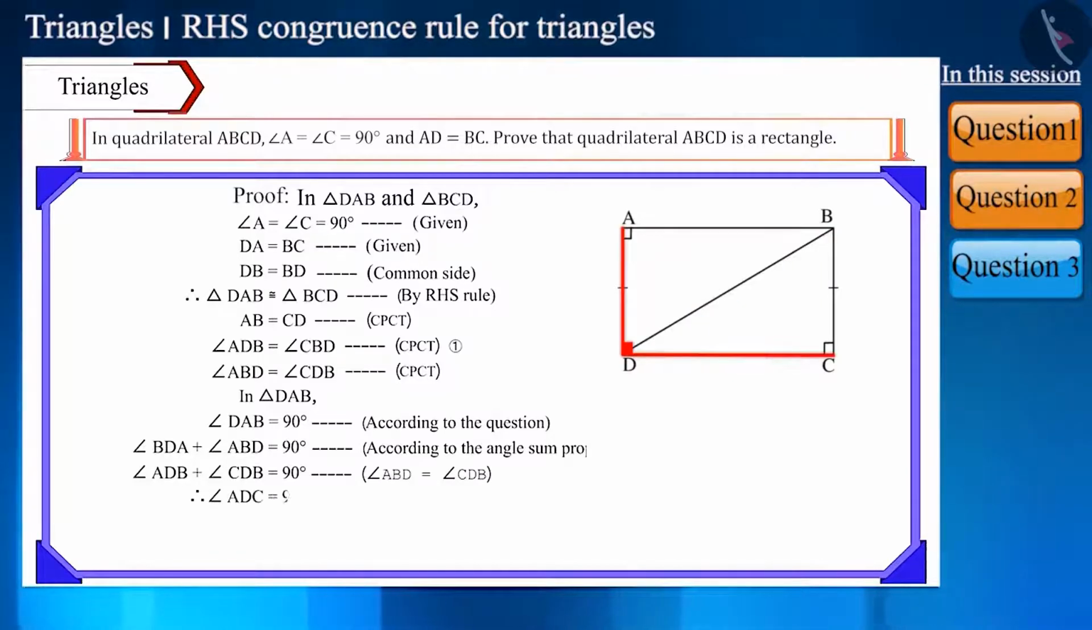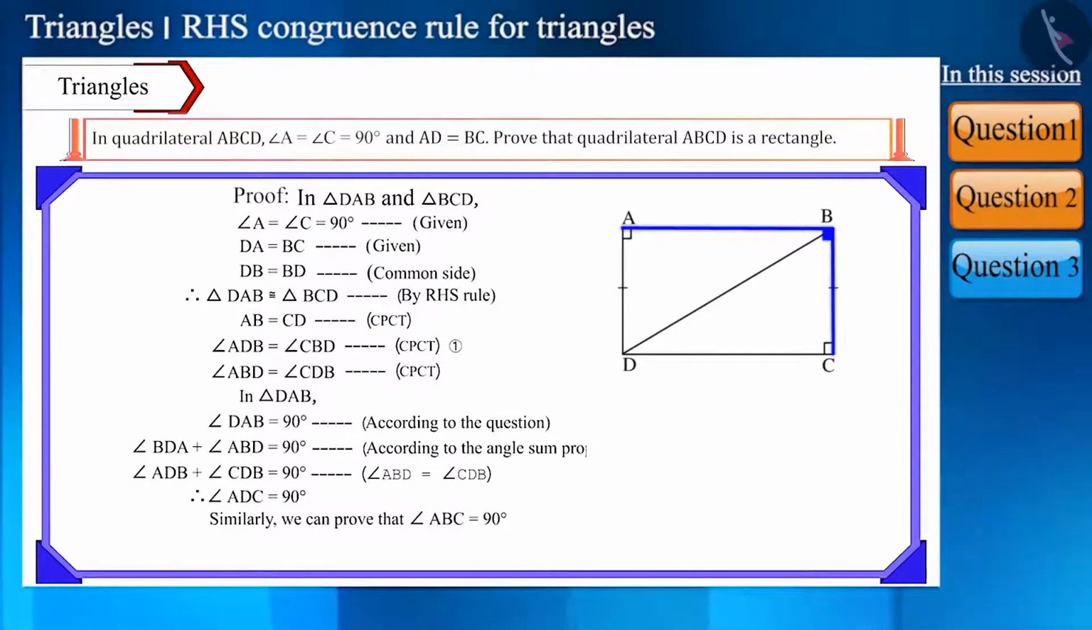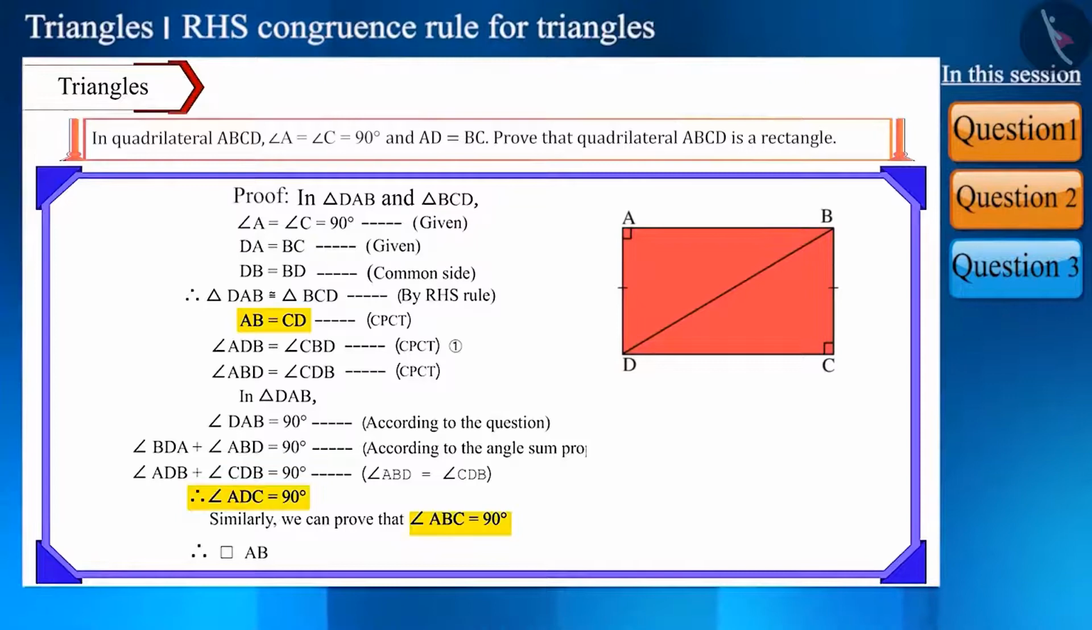That is, angle ADC is equal to 90 degrees. Similarly, we can prove that angle ABC is equal to 90 degrees. Therefore, quadrilateral ABCD is a rectangle.